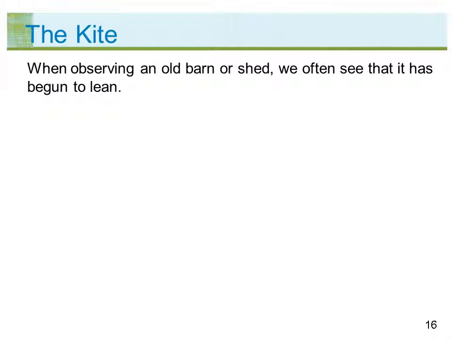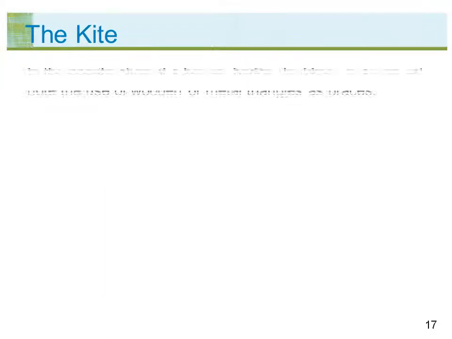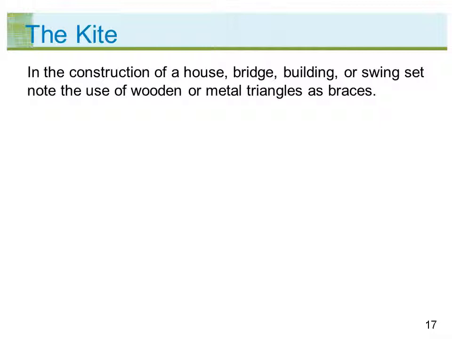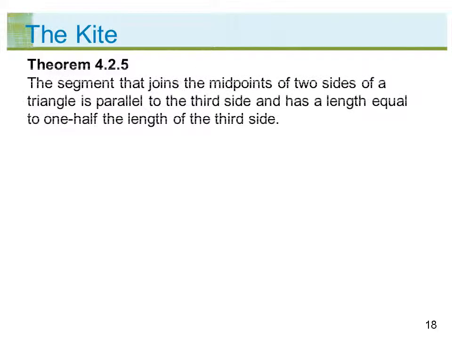When observing an old barn or shed, we often see that it has begun to lean. Unlike a triangle, which is rigid in shape, figure 4.15a, and bends only when broken, a quadrilateral, figure 4.15b, does not provide the same level of strength and stability. In the construction of a house, bridge, building, or swing set, note the use of wooden or metal triangles as braces. The brace in the swing set in figure 4.15c suggests the following theorem.